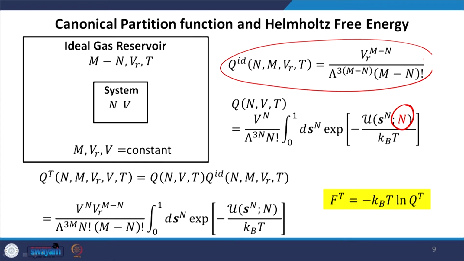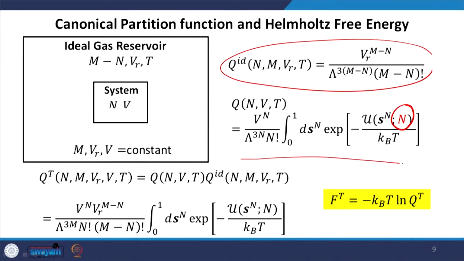Earlier I was representing the volume of reservoir as V naught minus V. Now I am writing it as VR, but other than that the functional form is pretty much the same. And I can write the partition function of the system, and again I can define the total canonical partition function, and when I am doing that I am keeping the number of molecules of system fixed. So, I am writing in the canonical ensemble only.